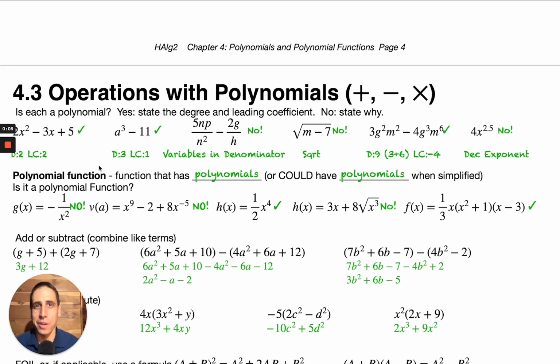We're going to add them, we're going to subtract them, we're going to multiply them. We're going to spend next section dividing them, and we're going to spend 2 days on dividing them because dividing is a little tricky, but adding, subtracting, multiplication I think we can knock out today.